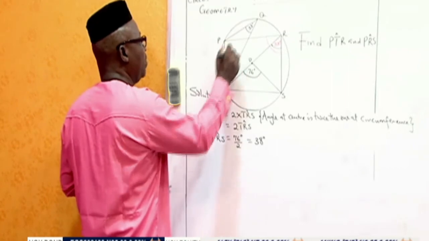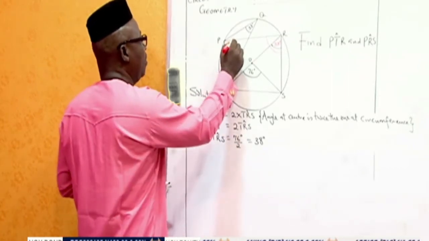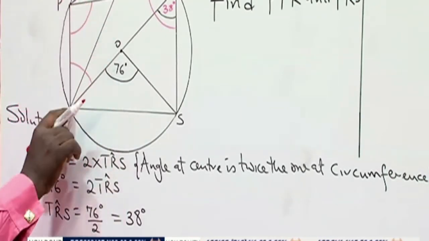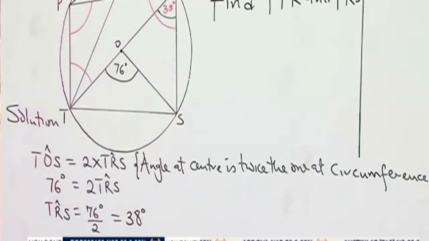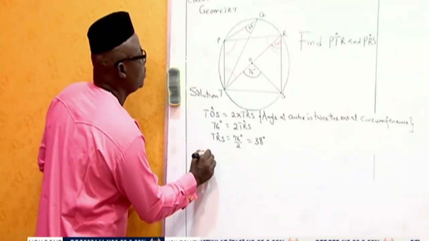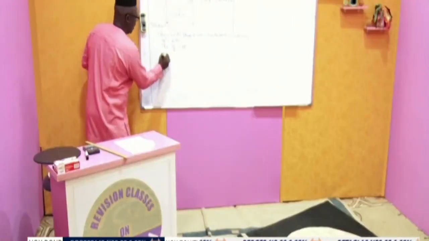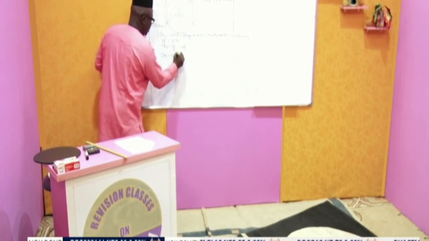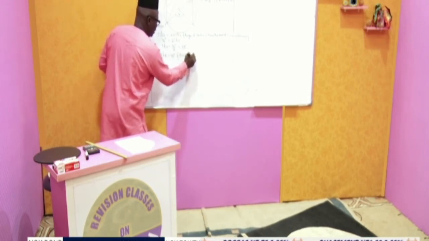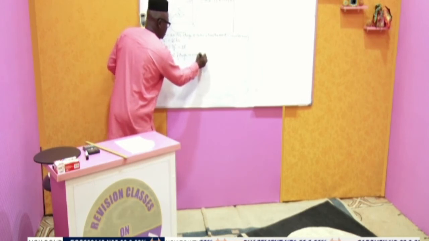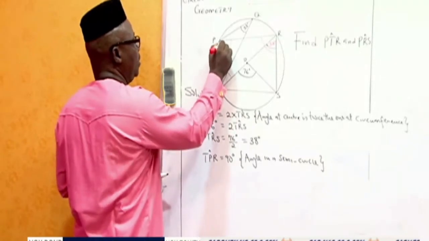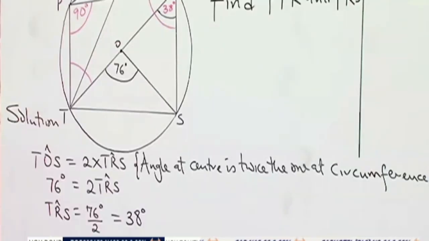So this angle here, that is angle TPR, is actually put on the circumference by the diameter. So it's going to be 90. So I'm going to write that down, that angle TPR is 90 degrees. Reason for that, angle in a semicircle. So this angle here is 90 degrees.